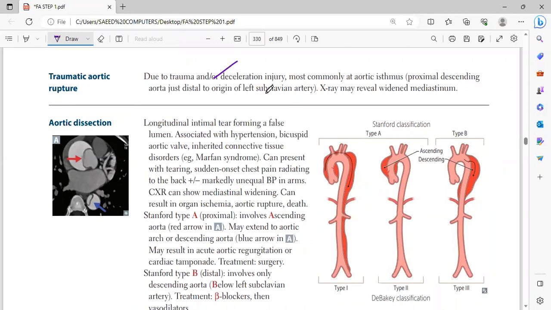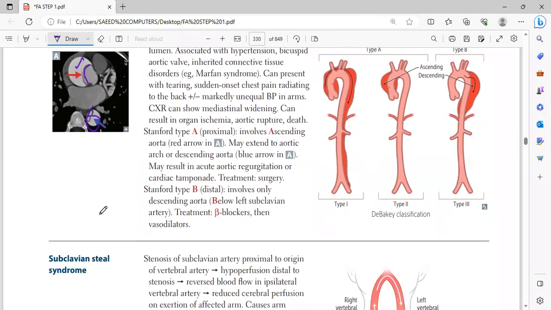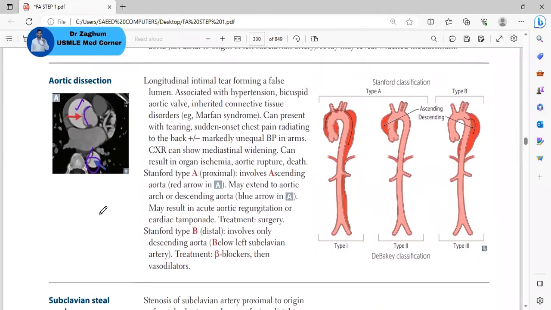And my favorite topic is aortic dissection. Most of the time, a CT scan will be given. Here you can see a flap. This is the aorta, and you can see the flap here, and also below here. So you will have an intimal tear that will create the false lumen.